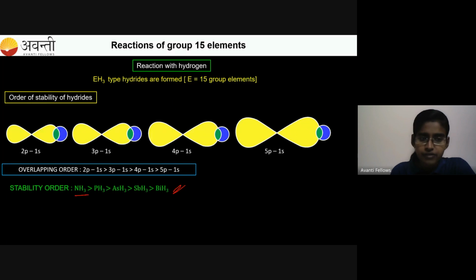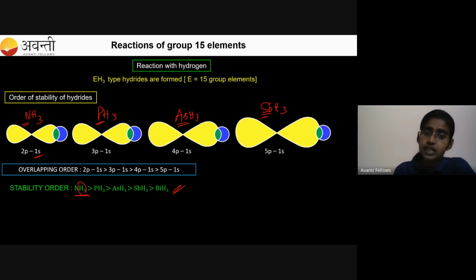In case of nitrogen, we have 2p orbital as the valence shell orbital, right? The 2p orbitals have a dumbbell shape and overlap with the hydrogen s orbital. In case of PH3, we have 3p orbital for phosphorus. This is for NH3 and this is for PH3, and in case of arsenic hydride it is this, and this is the antimony hydride. On moving down the group, the shell number increases, so the orbital size also increases. You can see the dumbbell shape increasing.